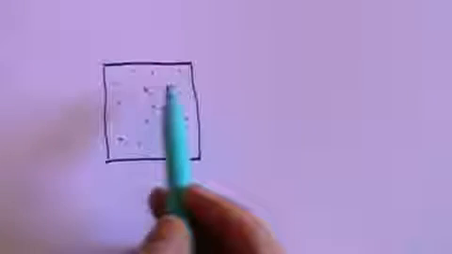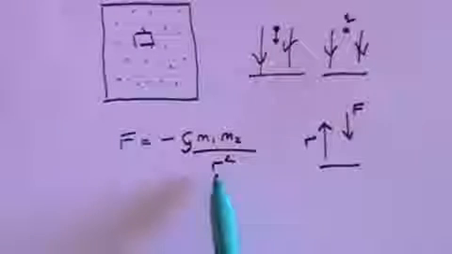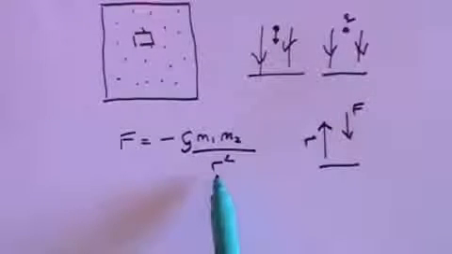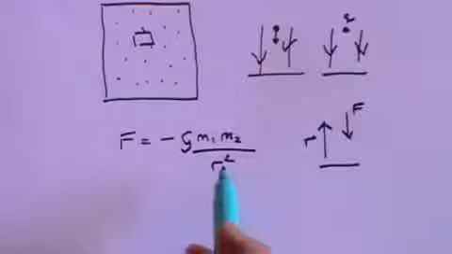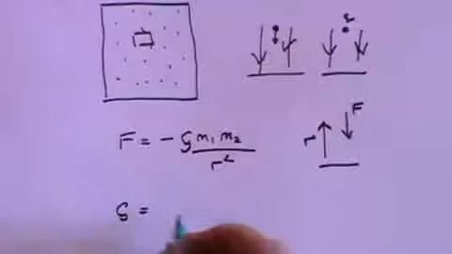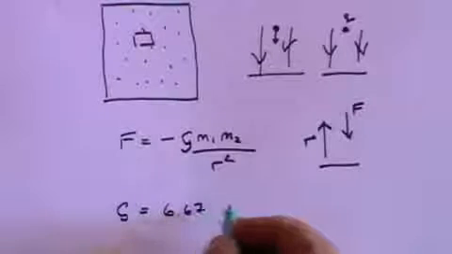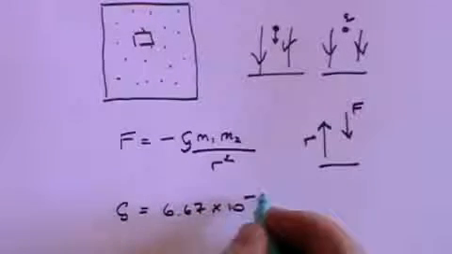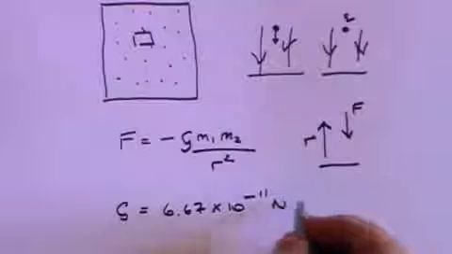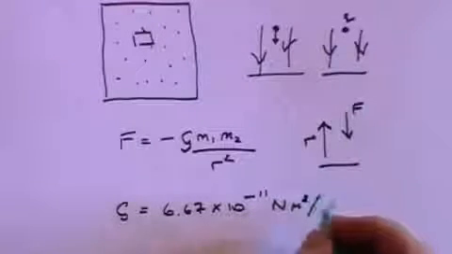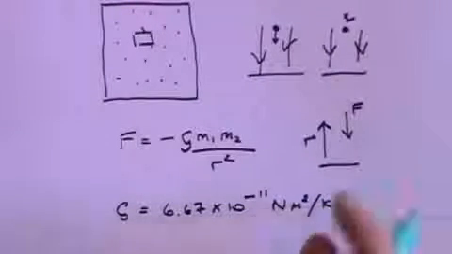Talking about the Earth or the Sun or any large body, r is the distance from the centre of the Sun, not the surface. The centre of the Earth, not the surface of the Earth. Don't make that mistake. R is always from the centre. The value of G is 6.67 times 10 to the minus 11 Newton metre squared per kilogram squared.